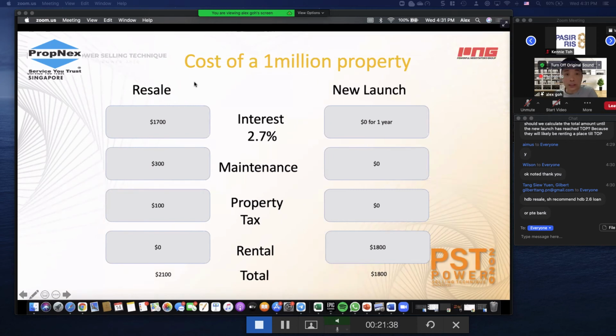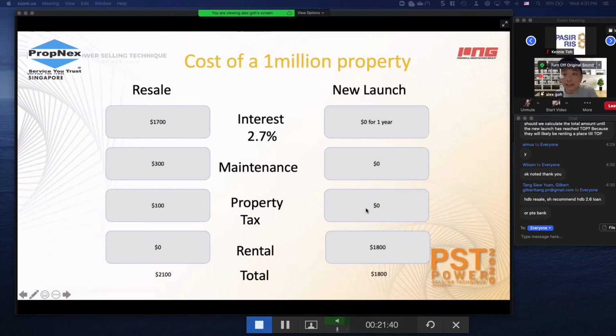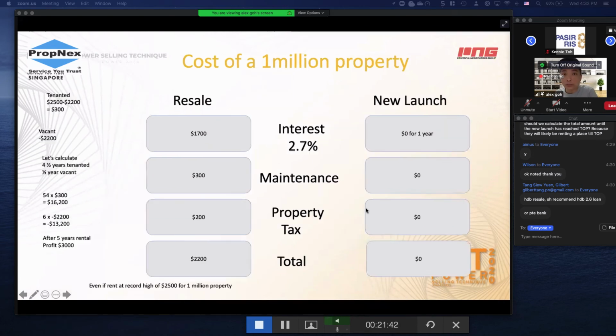So now I go one step further, all clear. Let's say I buy a 1 million property to rent out. A lot of buyers will tell you one thing: I buy a 1 million resale, I rent out, straight away I get rental. If I buy a new launch, for 3 years no rental. Some buyers tell you that. If yes, put 1. They want to buy resale because they take rental immediately.